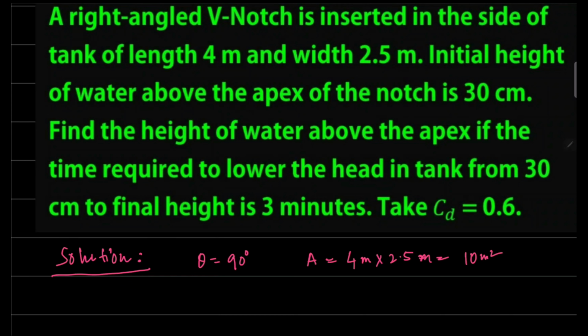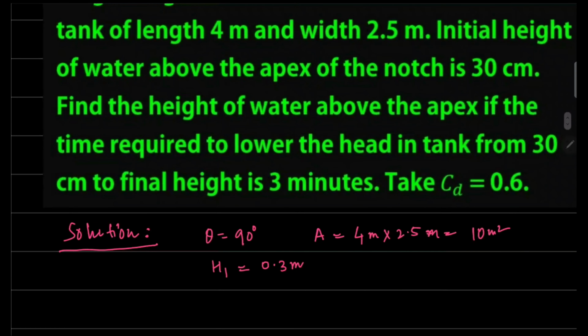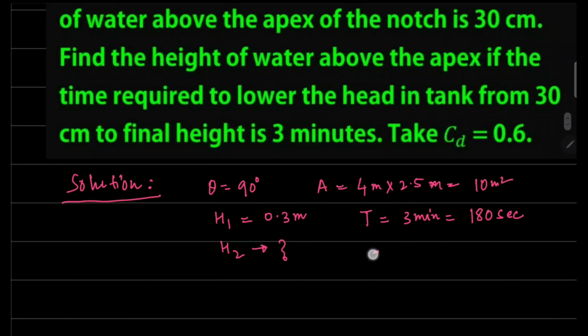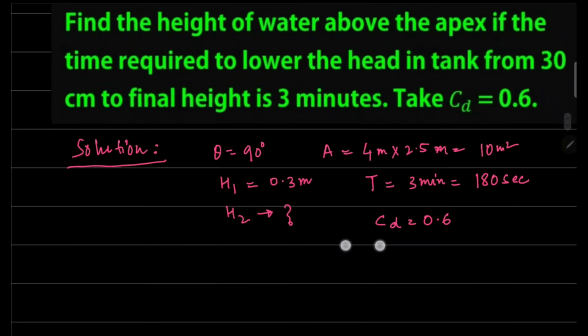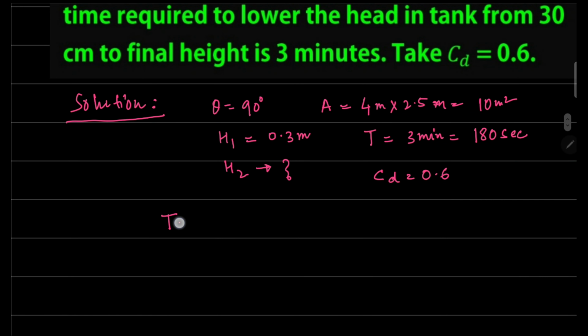The initial height above the apex of the notch, that is your h1, is 30 centimeter, that means it is 0.3 meter, and the time required for reaching the final height h2 is 3 minutes. So 3 minutes is equal to 180 seconds. That's all. Also the CD value is 0.6. So now we have to write the formula required to empty a tank using a triangular notch.